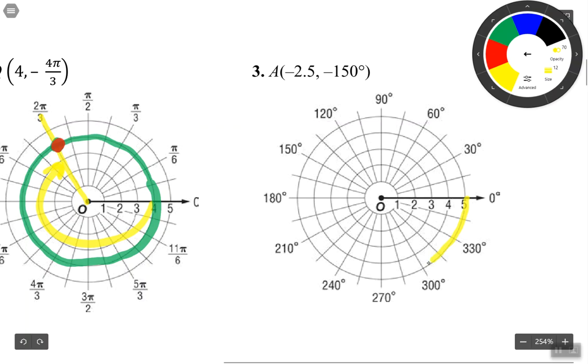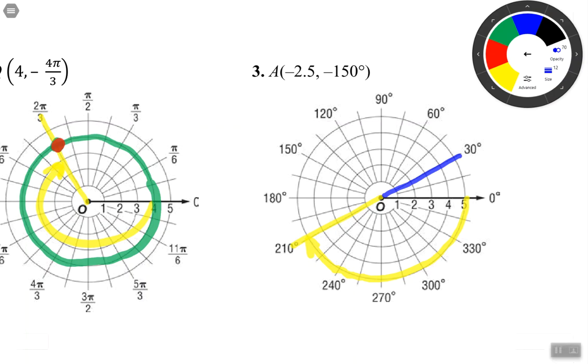30, 60, 90, 120, I gotta go 150. Oh, look, right there. Is that my angle? But I don't want that angle, do I? No. I want the negative of it, right? So I'm gonna go the other direction. If I go around this way, that angle would be positive. Sorry, that's negative. Let me write this down for you. This is a negative 150 degrees going this way.